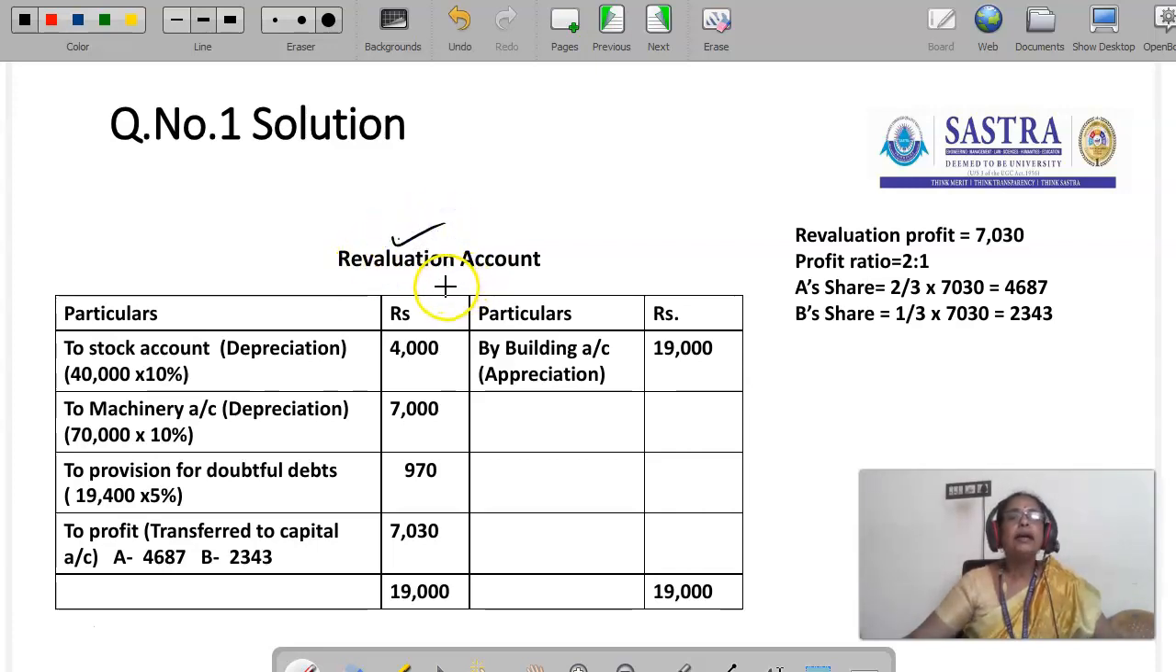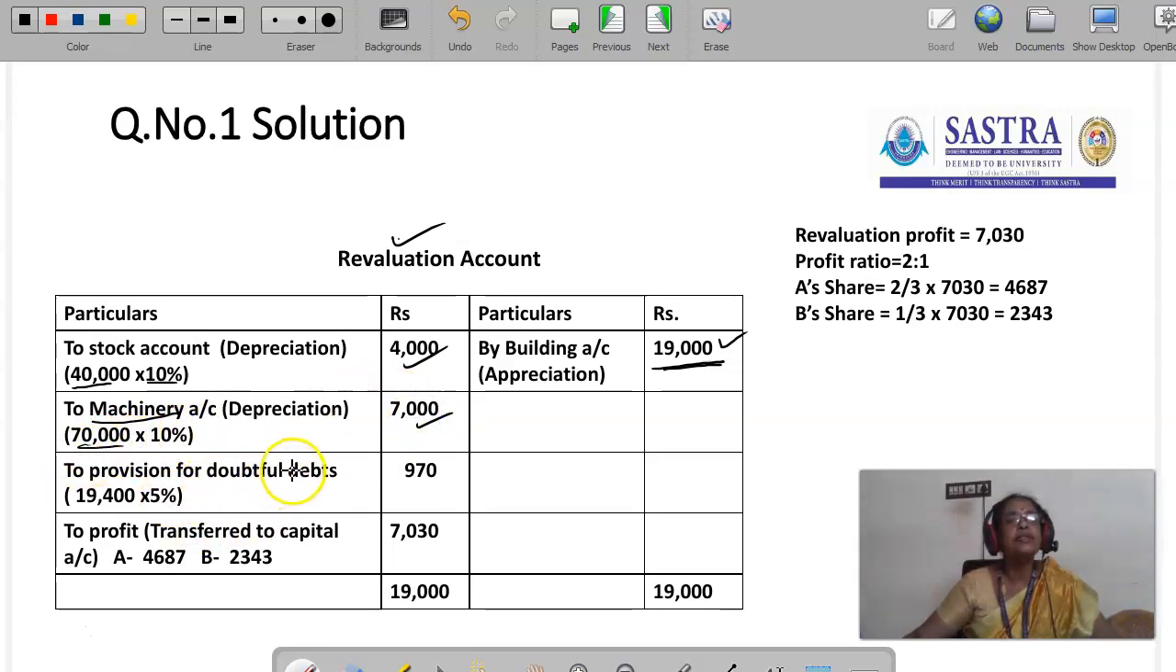So what is the information that is given? Building be appreciated by 19,000. If the asset value is appreciated, it should come under the credit side. So we have to write 19,000. Then stock should be depreciated. Stock and machinery should be depreciated by 10%. The book value is 40,000. So 10% of 40,000 is 4,000 depreciation. So asset value is decreasing, and so it should come under the debit side. Then machinery 70,000. 70,000 into 10% is 7,000.